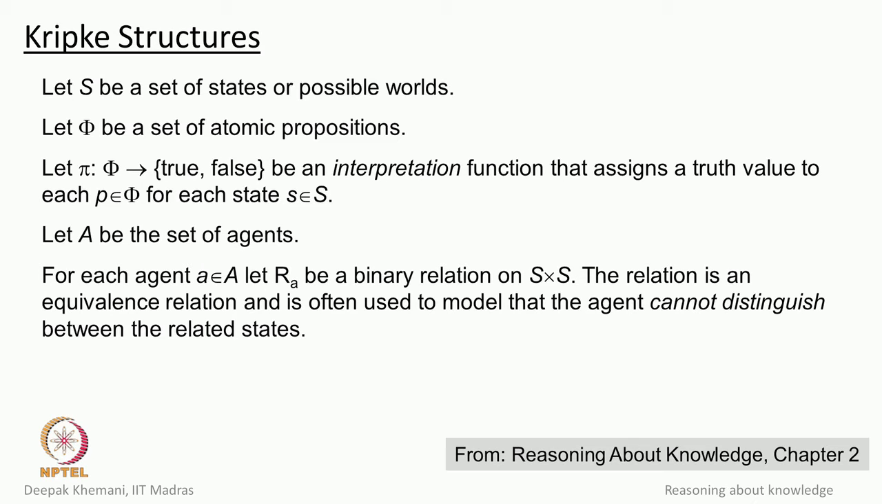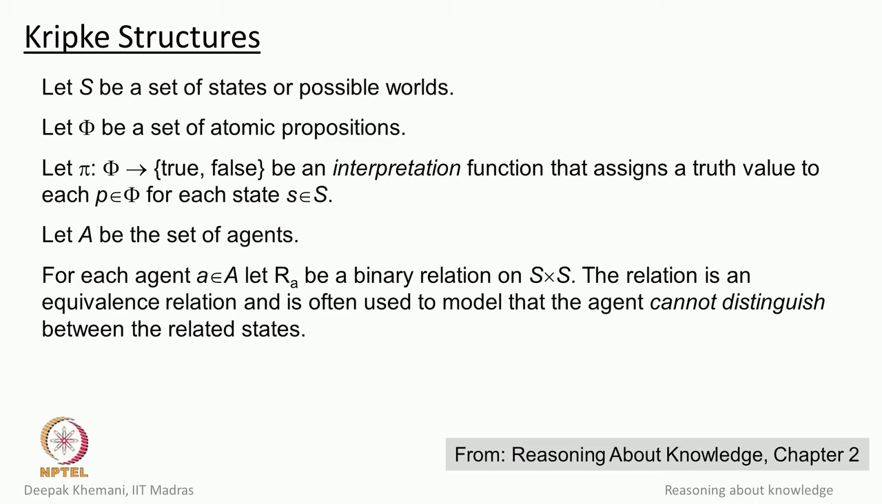Let A be a set of agents, and for each agent in this set we define a binary relation, which for agent A we will call R A, on the cross product of the set of states, S cross S. So, it basically links states together, and the binary relation links those states together which the agent cannot distinguish between essentially. So, you cannot say whether it is state S1 or state S2 if S1 S2 happens to belong to your binary relation essentially.